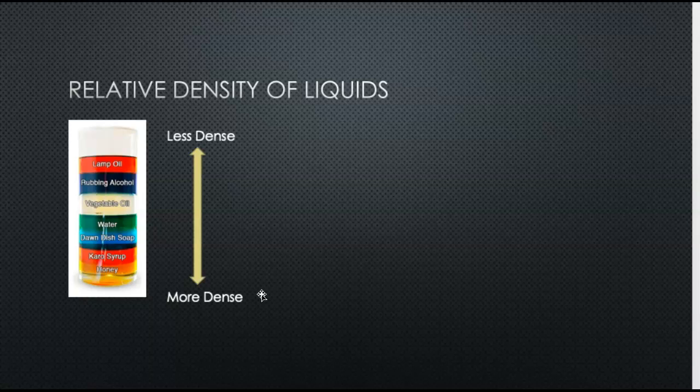So the honey is the most dense, and the oil, or the lamp oil, is the least dense. That means that honey has more mass per unit volume than lamp oil does. The particles in honey are packed very closely together, very tightly together, whereas the particles in lamp oil are more spread apart and there's more space between them.